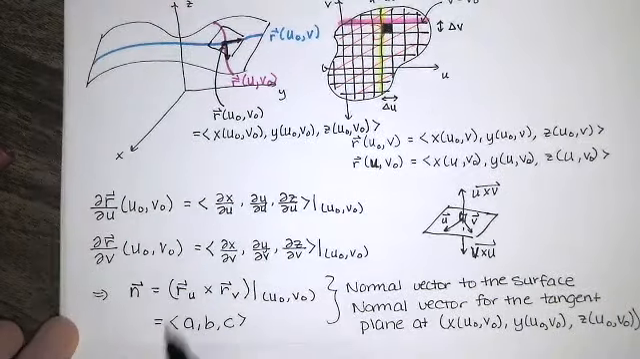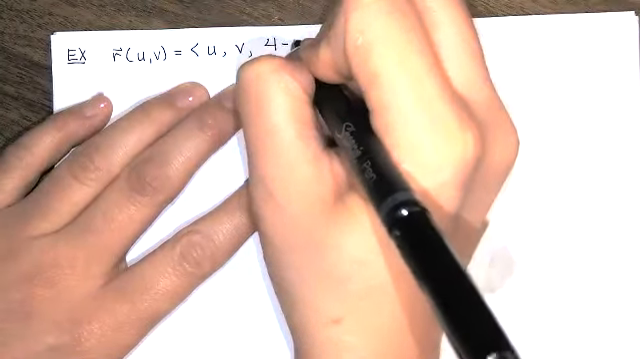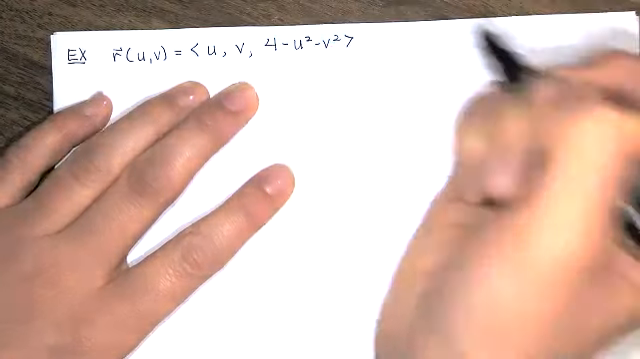Okay, so let's use this formula for a particular surface. Let's say we've got a surface that looks like this. R of u and v is u times i hat plus v times j hat plus 4 minus u squared minus v squared times k hat.